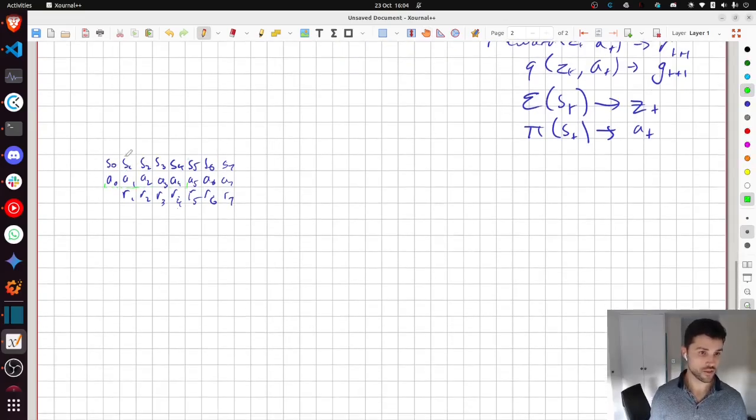So I've just drawn what the data set kind of looks like. You have a series of states, you have a series of actions that led to those states and the rewards.